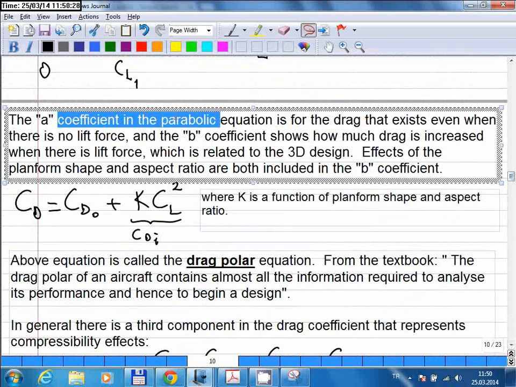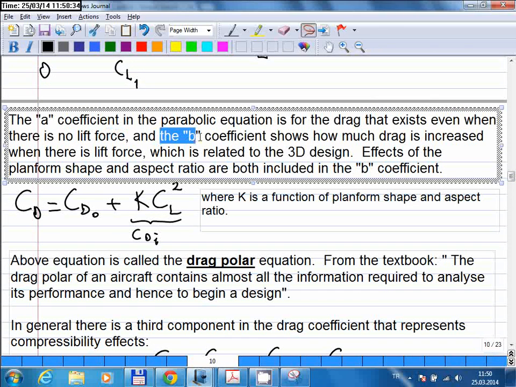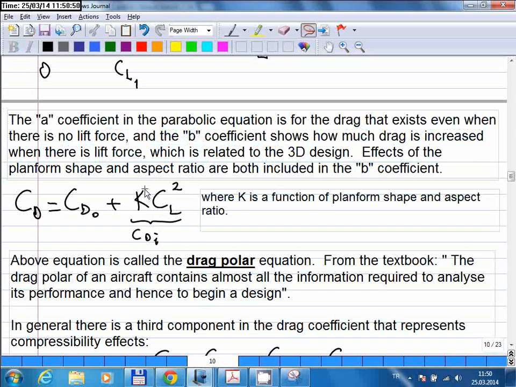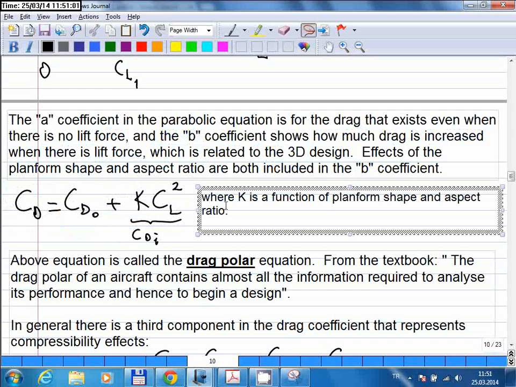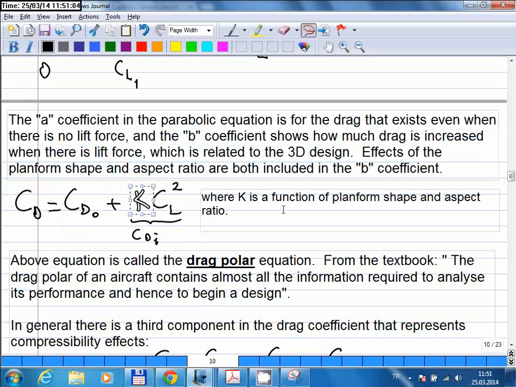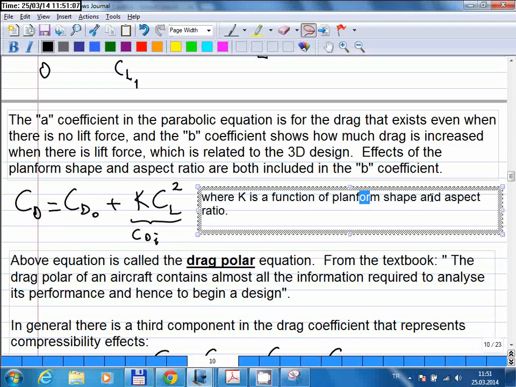Okay, so the A coefficient in the parabolic equation is for the drag that exists even when there is no lift force, and the B coefficient shows how much drag is increased when there is lift force, which is related to the three-dimensional design. And effects of the planform shape and aspect ratio are both included in the B coefficient. So here I rewrote that equation, and instead of A I just call it CD0, and the B I called K here, where this coefficient K is a function of planform shape and aspect ratio.